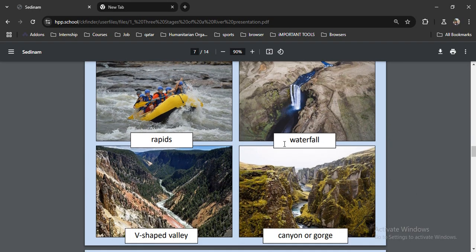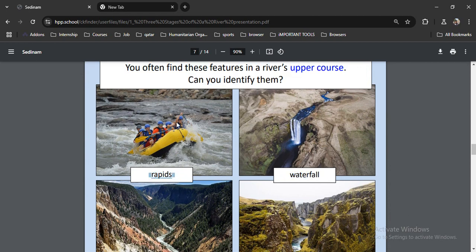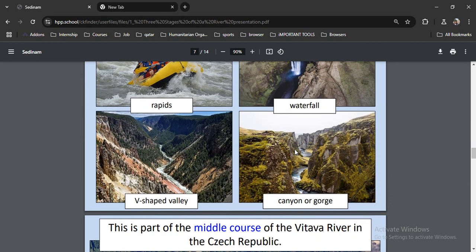You often find these features in a river's upper course. Can you identify them? This is rapids, this is a waterfall, and this is a V-shaped valley. Sometimes there are canyons or gorges. There is a difference between a V-shaped valley and a canyon. Look at this. Can you find any difference? A canyon has a sudden slope that goes down suddenly, while the V-shaped valley goes down gradually.